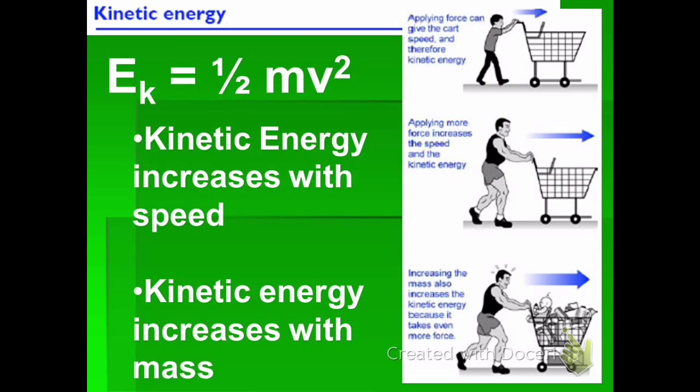The equation for kinetic energy is 1/2 mv squared, or 1/2 mass times velocity squared. Kinetic energy increases both with the mass of an object and with the speed of an object. But you'll notice that the v, speed, is squared, so speed makes a bigger difference here in kinetic energy.